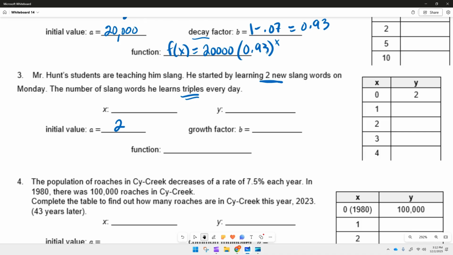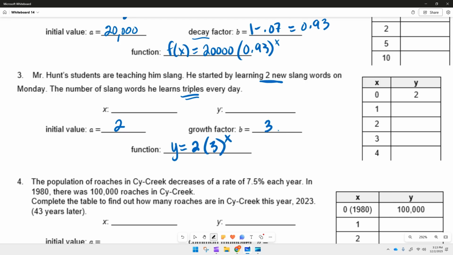Our rate is not 300%. Our rate is a multiplier of 3. So our b value here would be 3. We're increasing by 200% because if I were to do 1 plus 2, that would give me my 3. So that was why here we'd be increasing by a 200% rate. That's what we mean by tripling. So this is really easy. When I write my function, that would be y equals, or you can also say f of x, 2 for our a value, and then 3 to the power of x.